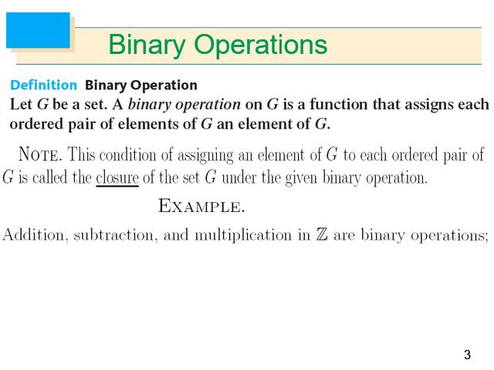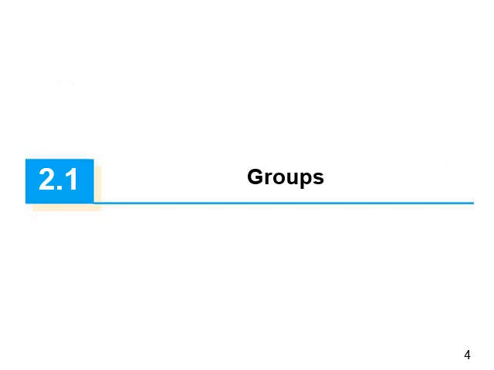Example: addition, subtraction, and multiplication in Z, the set of integers, are binary operations. Division in Z is not, since the division of 8 by 3 does not belong to the set of integers.